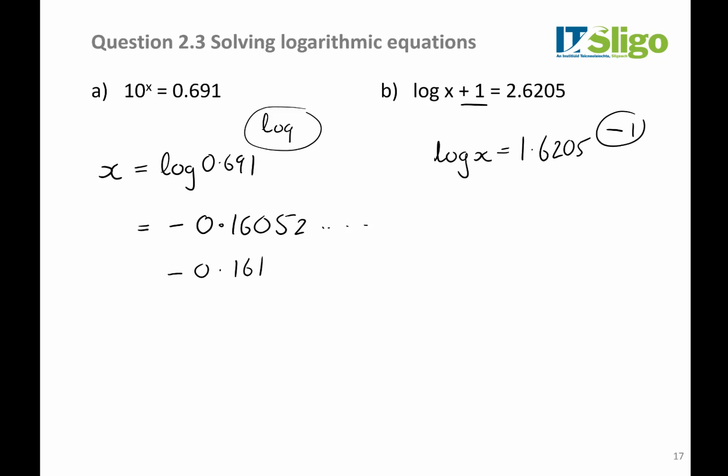Now I'm going to kill my log. It is log to the base 10. So I raise both sides as a power on 10. When I do that to the left, that kills the log. And again, get your trusty old calculator. 10 to the power of, and we get 41.73. And if we want to go to one more decimal place, we'll throw in a 5 there.